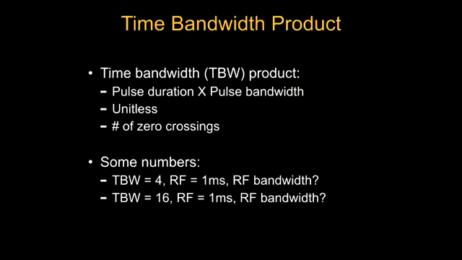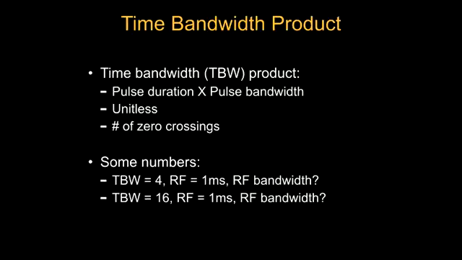Those are simple numbers. Let's say the time bandwidth product is 4 and the RF duration is 1 millisecond. Then what is the RF bandwidth? It's simple, right? Can anyone tell me? It's too simple. 4 kilohertz, right? What about 16? 16 kilohertz, right?